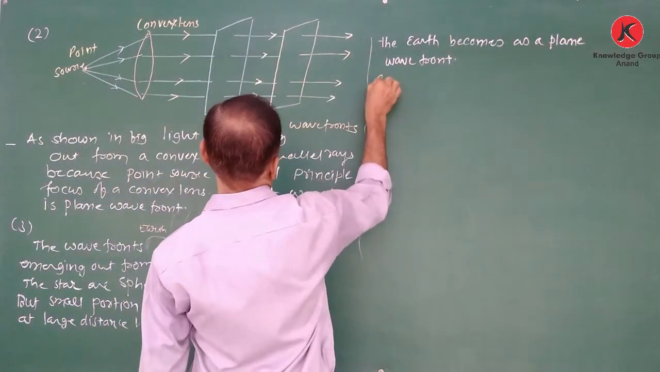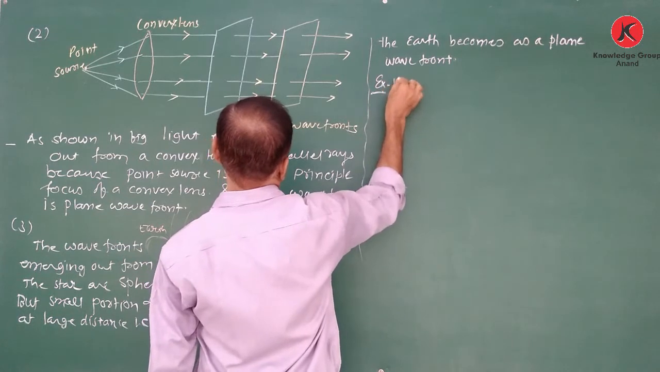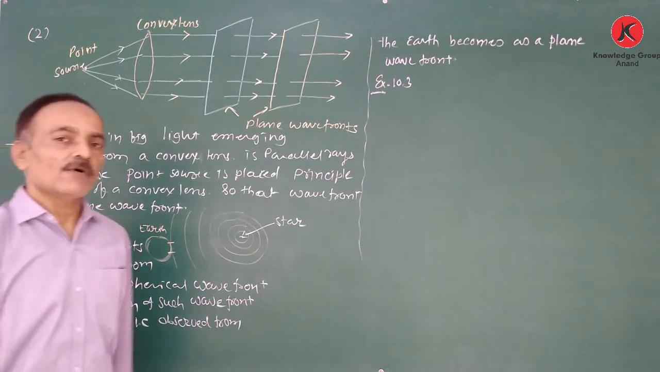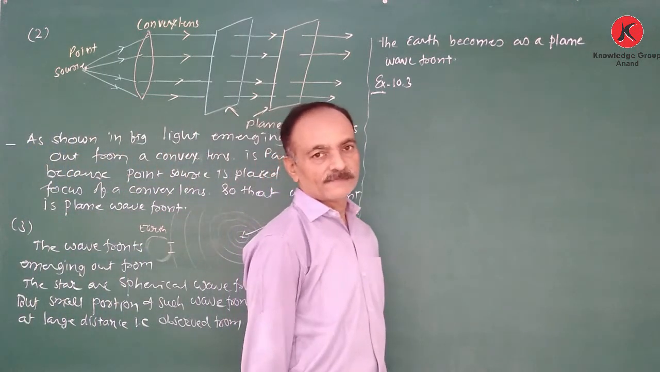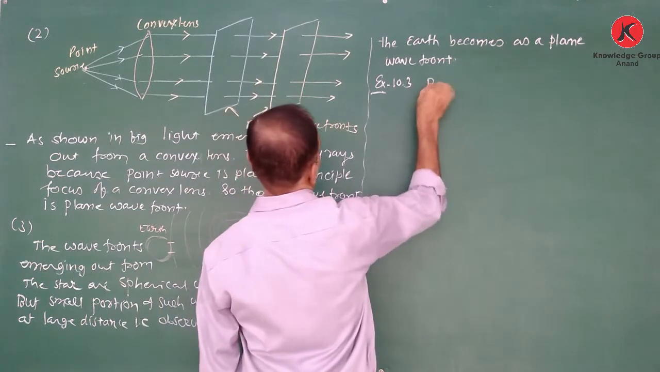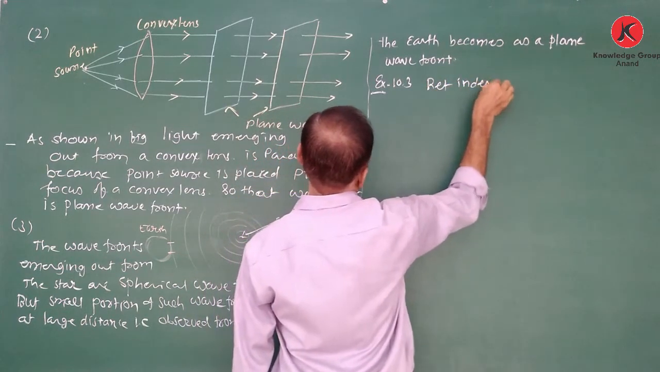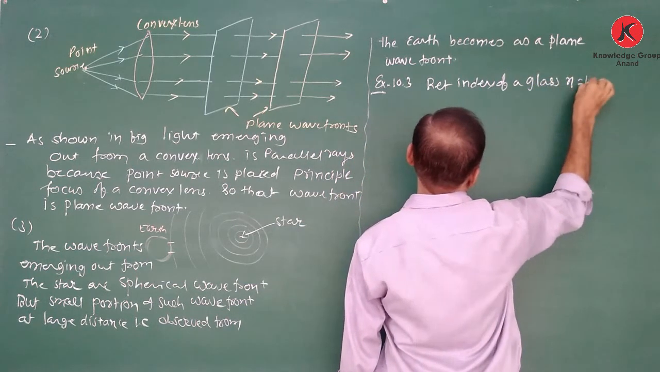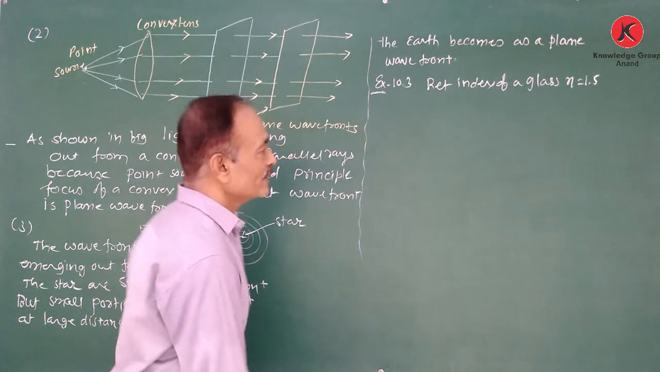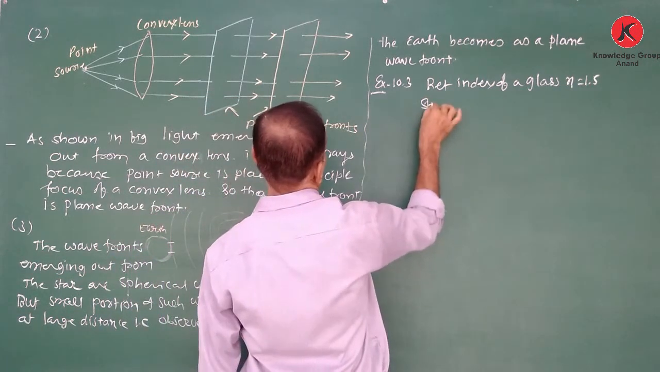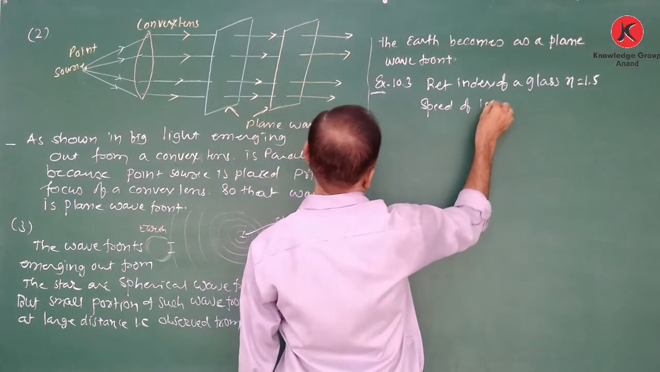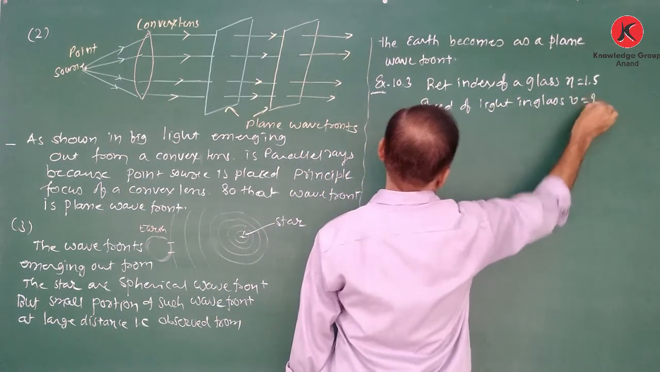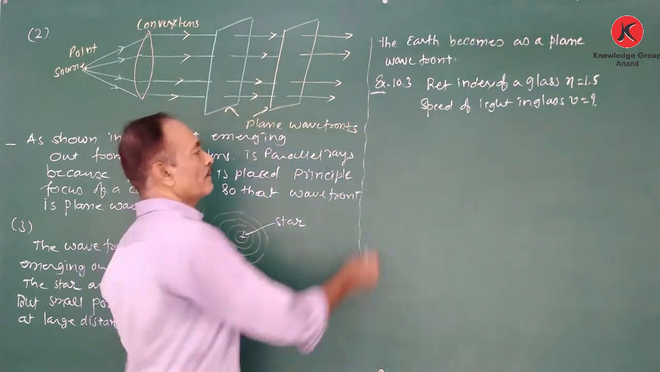Now, the next problem. What is the speed of light in glass medium? The refractive index of a glass medium is n equal to 1.5. We have to find out the speed of light in glass. That means we have to find out v. That is our first portion.